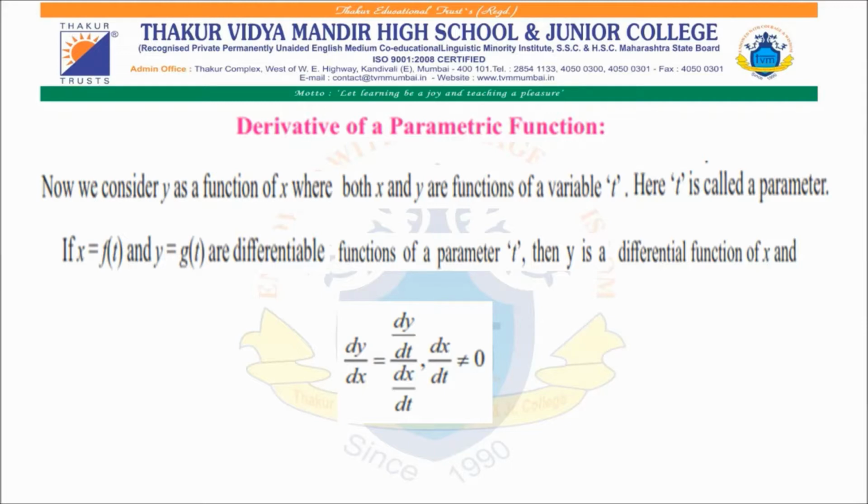That means if y is a function of some parameter t and x is also a function of parameter t, then to find dy by dx, we have to differentiate both functions with respect to that parameter. There could be other parameters also, like u or a, depending on the question. But if you get this type of question, you have to differentiate y with respect to parameter t and also differentiate x with respect to parameter t. Then you have to divide dy by dt and dx by dt to get the required derivative dy by dx. Clear? If it is not clear, let's see some example.